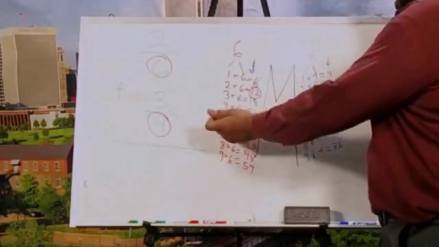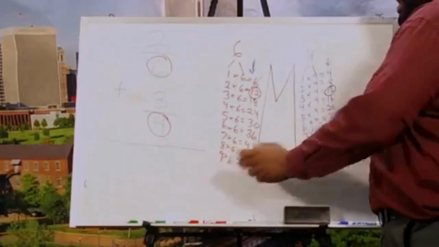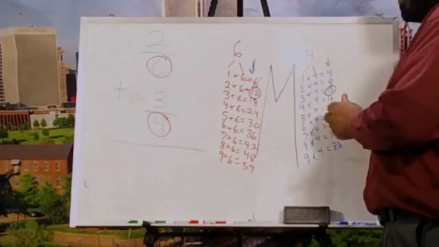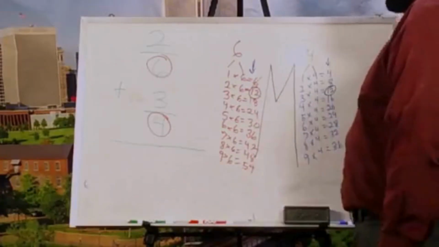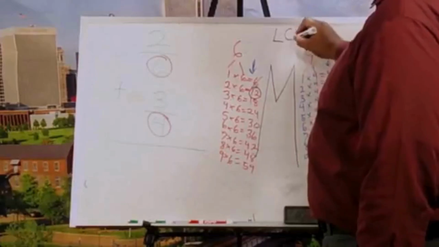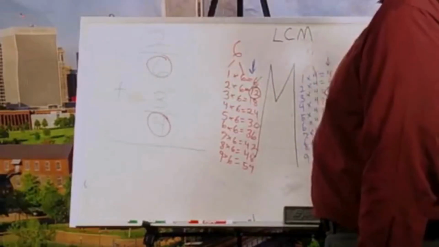On this side of the M, you have this set of pick and choose charts. This is nothing but a graphic organizer. Over here, you have your other set of pick and choose charts. And right here in the middle, okay? And one of my goals is to find my least common multiple.